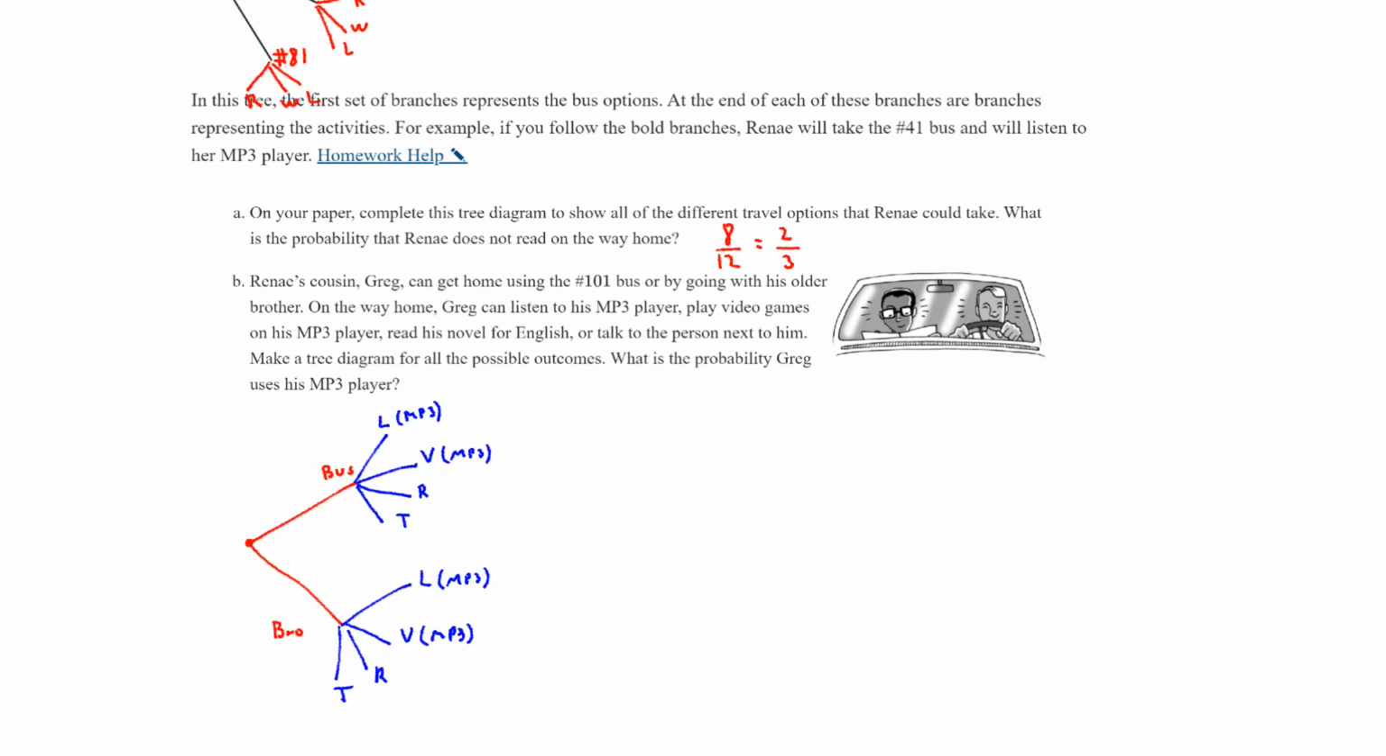The probability question that is being asked is Greg uses his MP3 player. So when you read through this, if you paid attention, it says listen to his MP3 player or play video games on his MP3 player. So when the probability says use his MP3 player, that's going to occur 1, 2, 3, 4 out of 8 possibilities. So the probability is 4 out of 8, which is 1/2 or 50%.